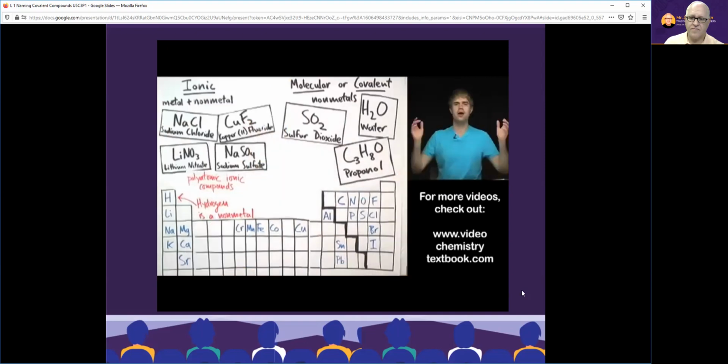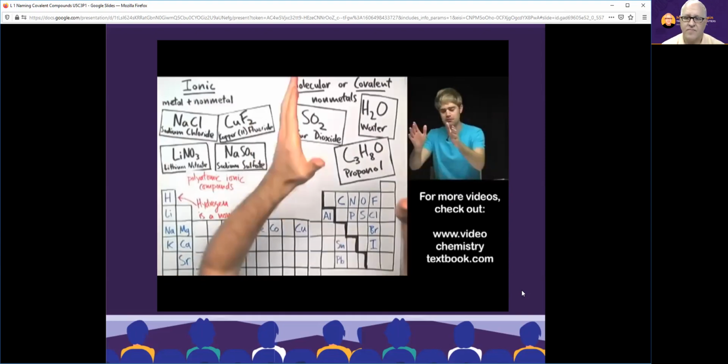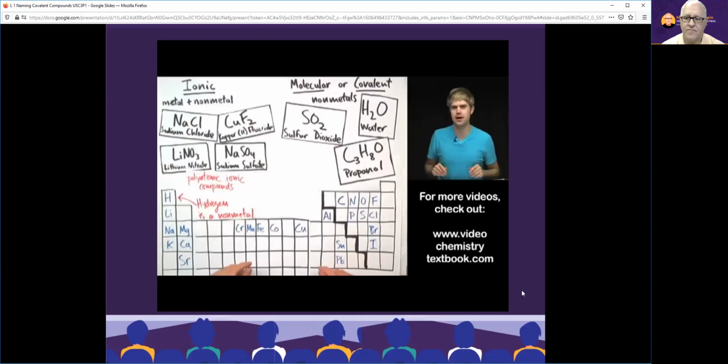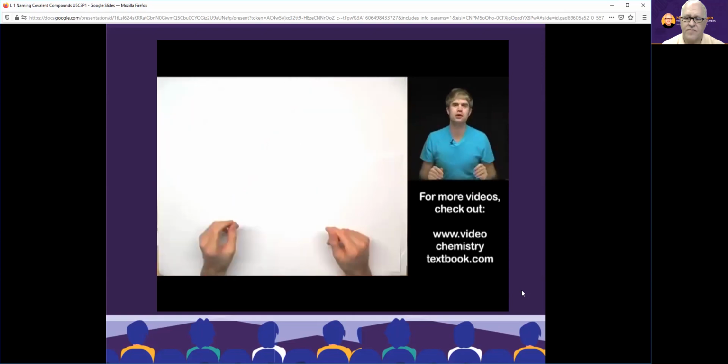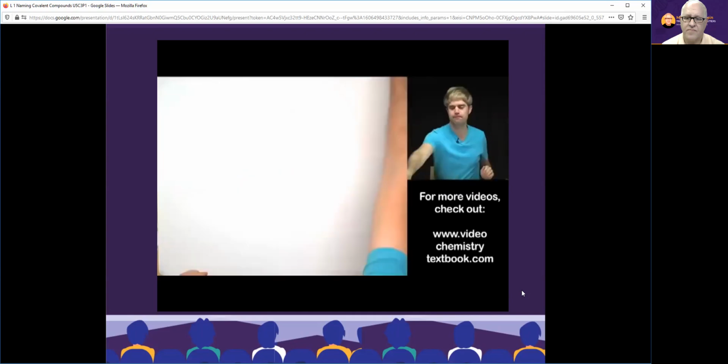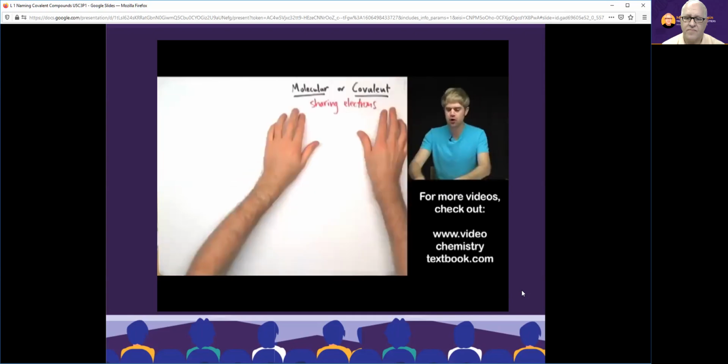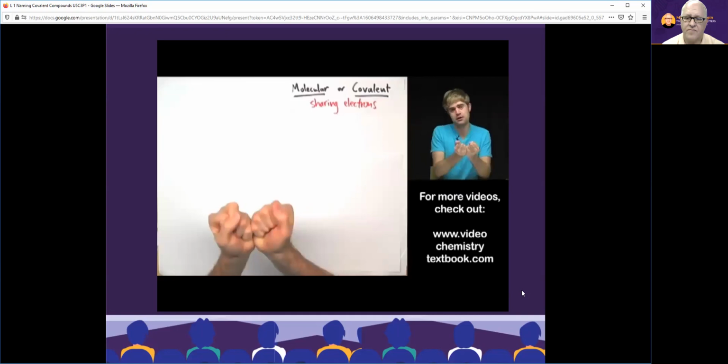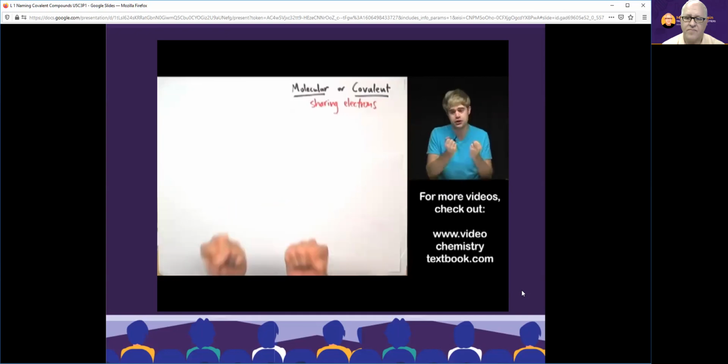So what? Who cares? Well, there are some very important differences between ionic compounds and molecular compounds. Let's take a look at some of those right now. So one really important difference is how the atoms in these compounds are held together. In molecular or covalent compounds, the atoms that make them up are held together because they're sharing electrons.